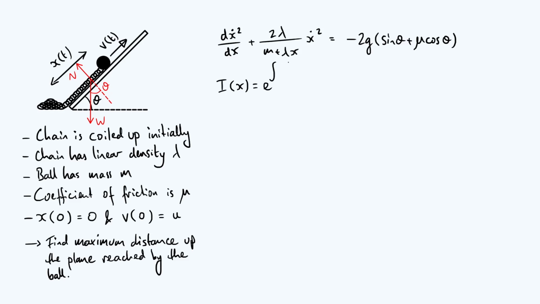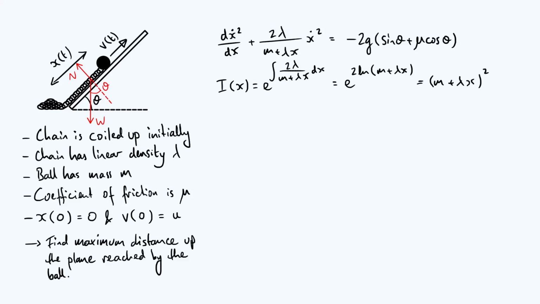So it's going to be e to the power of the integral of 2 lambda over m plus lambda x with respect to x. Fortunately, that's pretty easy to integrate because the top is proportional to the derivative of the bottom. So it looks like a natural log. It's going to be e to the power of 2 natural log of m plus lambda x. Then you use your laws of logs to say that the exponent is log of m plus lambda x all squared, but then you exponentiate it. That undoes the natural log, and you end up with just m plus lambda x all squared.